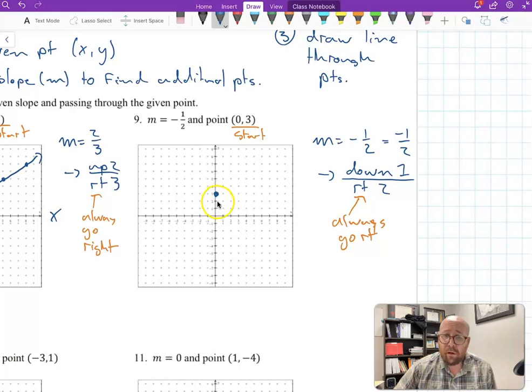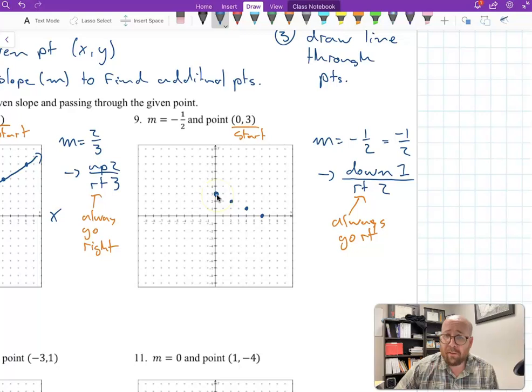So down 1, right 2, that's going to be at (2, 2). I think I said (2, 1), I meant (2, 2) here. Down 1 to the right 2, that's going to be at (4, 1). Go down 1 to the right 2. You're at (6, 0).